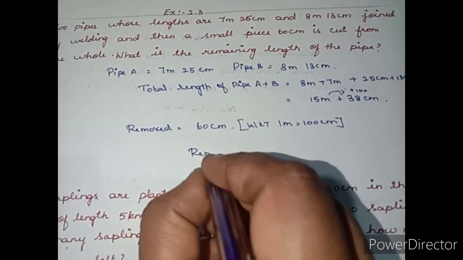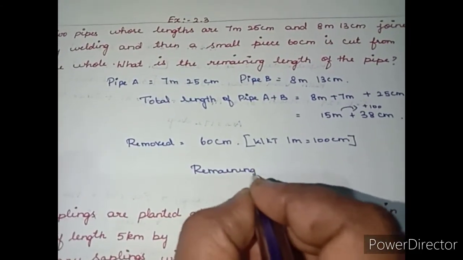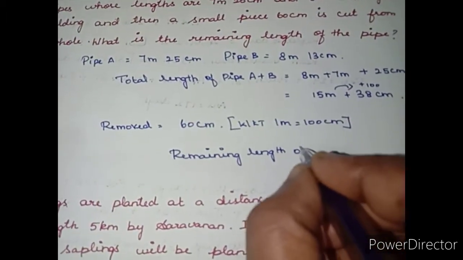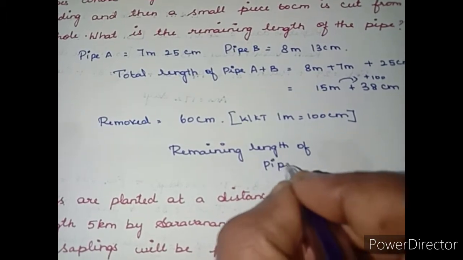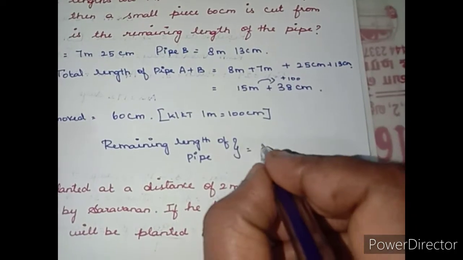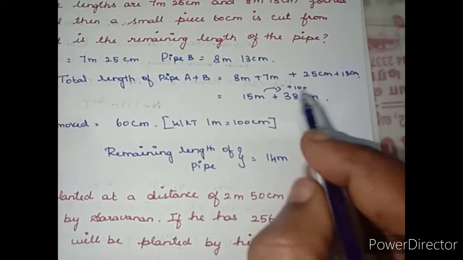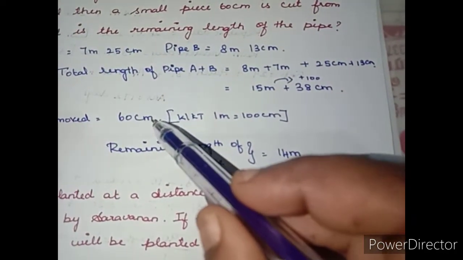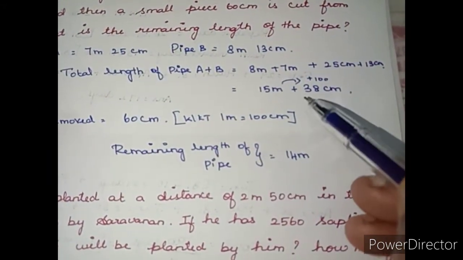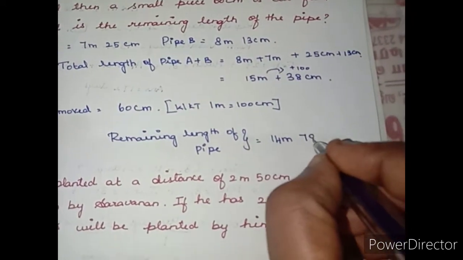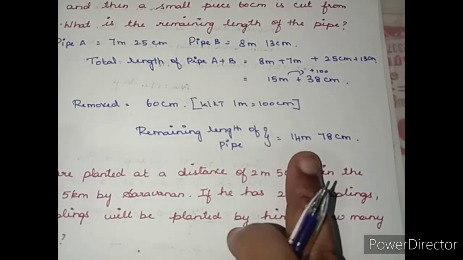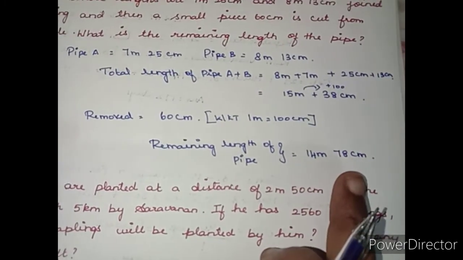So the remaining length of pipe is equal to, as I told you, 1 borrowed, so 14 meter will be remaining, and 138 minus 60 is, in 100, 60 goes off, we have 40 plus 38, it is 78 centimeter. So what is the remaining length of the pipe? It is 14 meter and 78 centimeter.